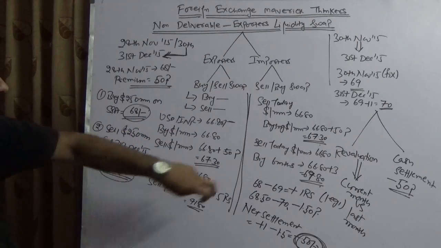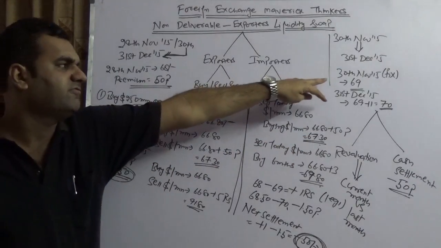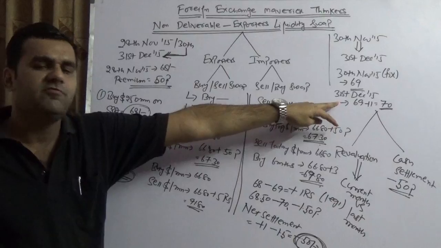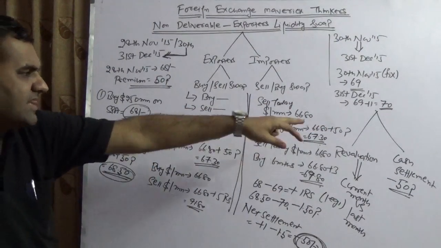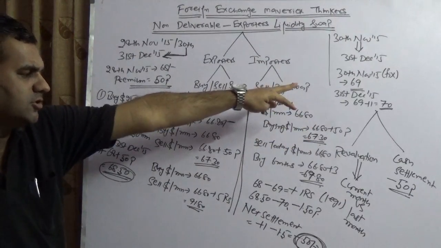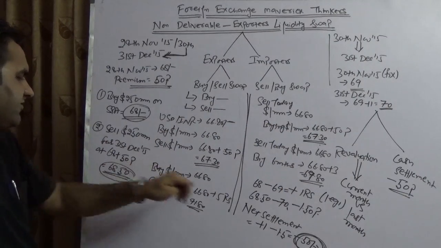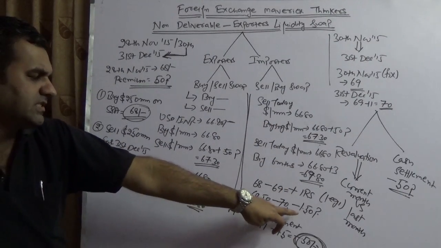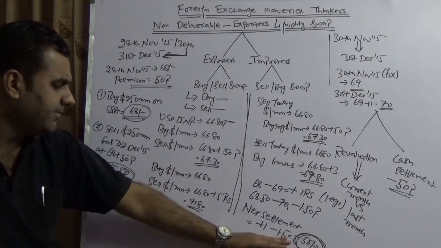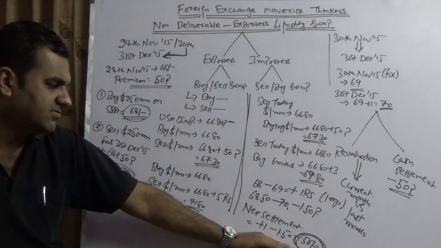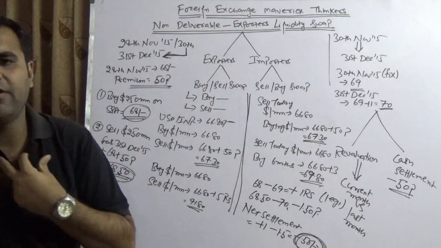Now the net settlement. Since you bought at 68, and here we assume that the fixing for 30th November is 69, and for 31st December the fixing is 70. Now you bought at 68 and the fixing comes out to be 69, so you would have a gain of 1 rupee. Here you have sold for 68.50, and the fixing turned out to be 70, so you would have a loss of 1.5 rupee per dollar. So the net settlement impact would be minus 50 paisa.